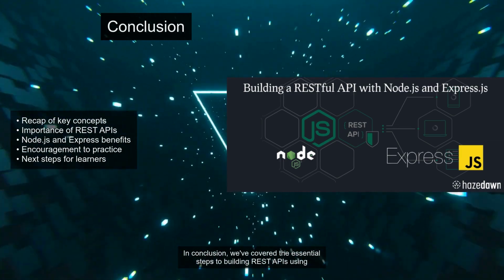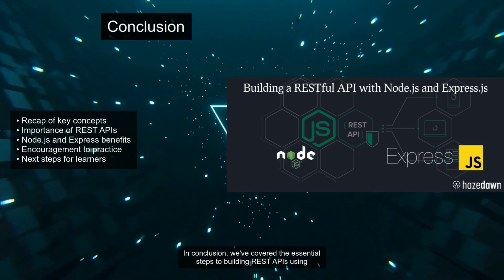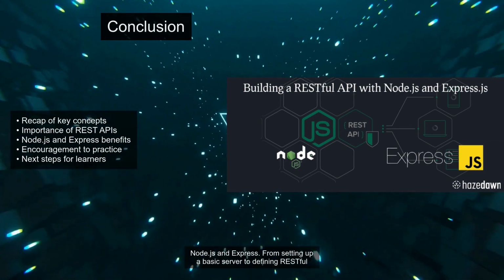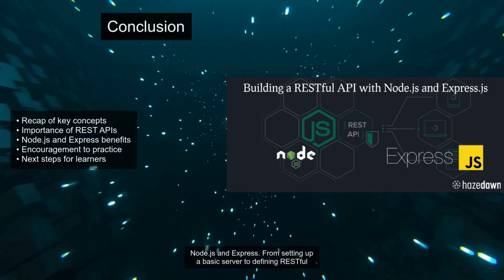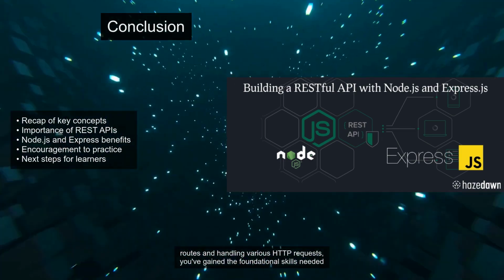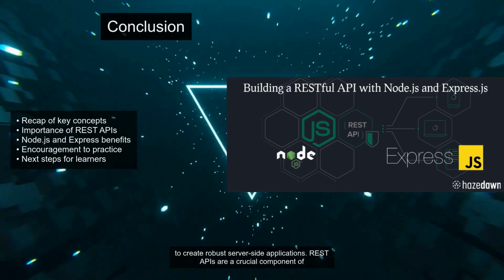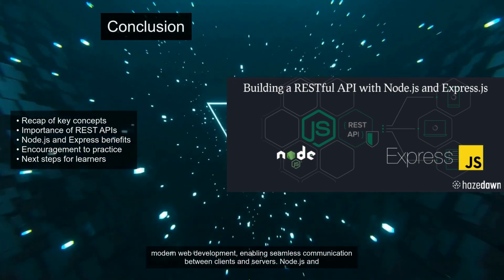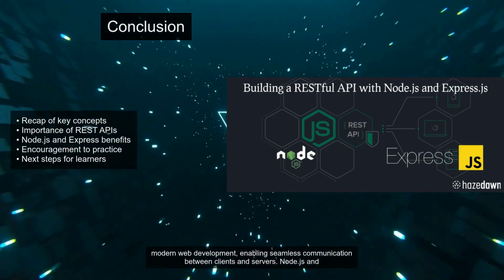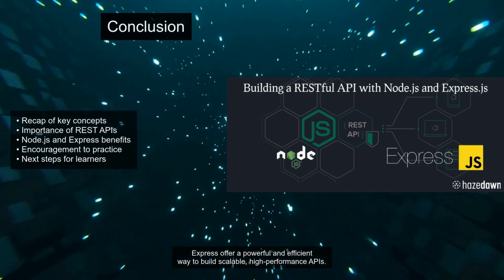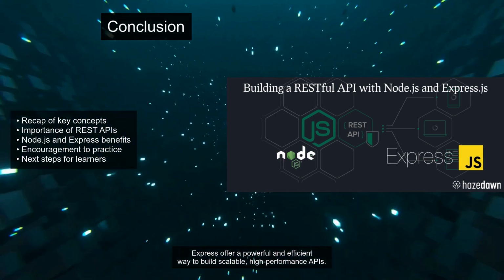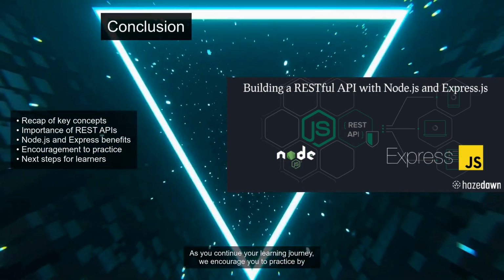In conclusion, we've covered the essential steps to building REST APIs using Node.js and Express. From setting up a basic server to defining RESTful routes and handling various HTTP requests, you've gained the foundational skills needed to create robust server-side applications. REST APIs are a crucial component of modern web development, enabling seamless communication between clients and servers. Node.js and Express offer a powerful and efficient way to build scalable, high-performance APIs.